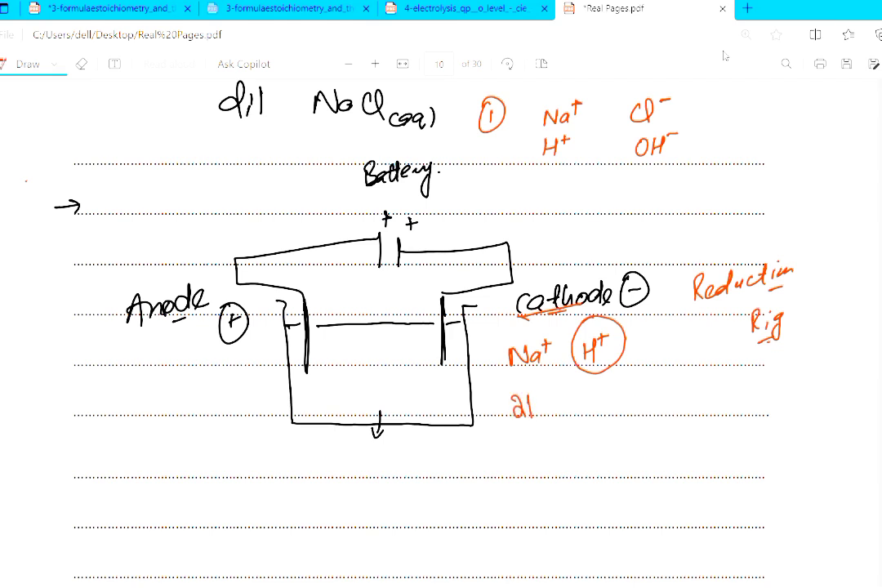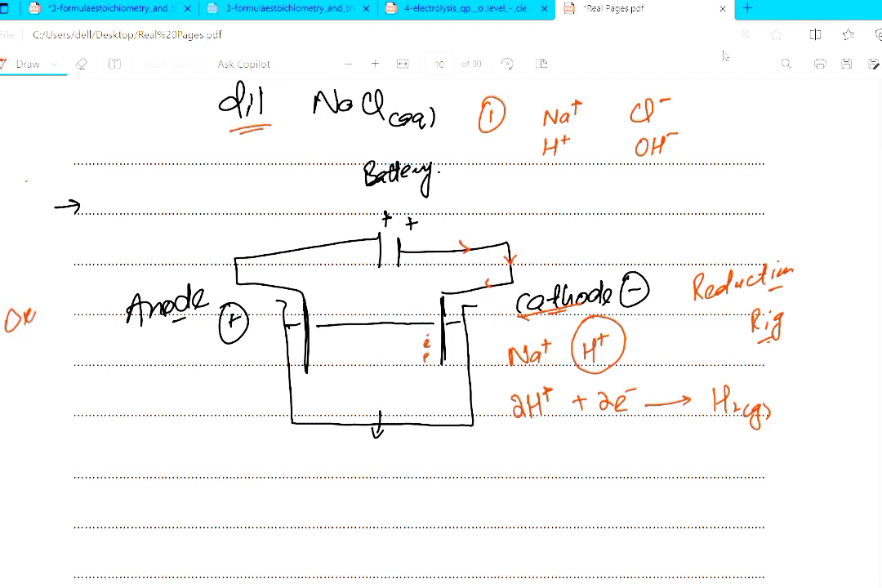So 2H plus will gain electrons, which are released from the cathode. Two electrons will be given to two of these cations, so H2 gas will be formed. But on the anode, what happens? On the anode, one of them will be selected. This is in case of dilute. So on the anode, what happens?